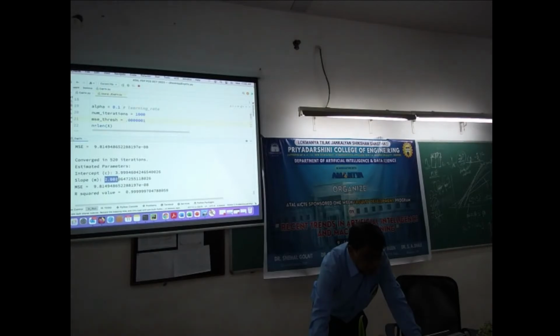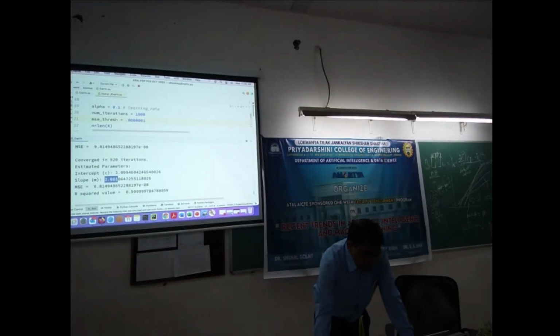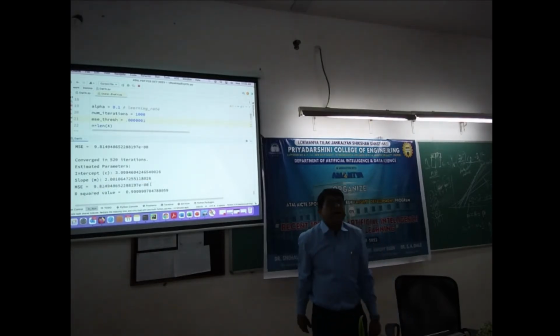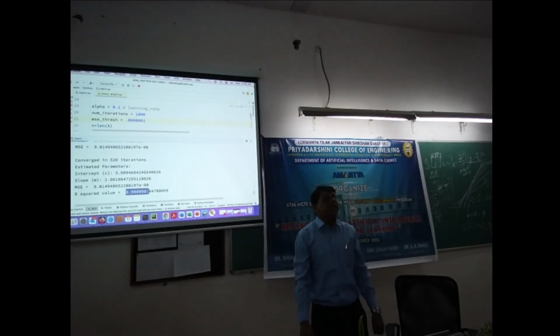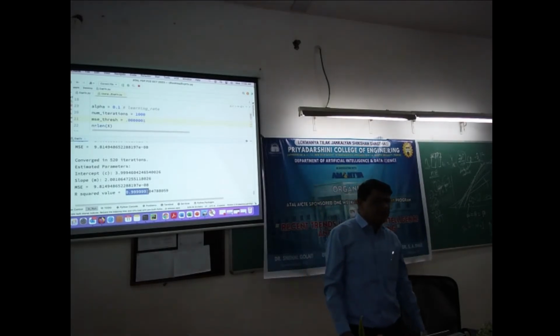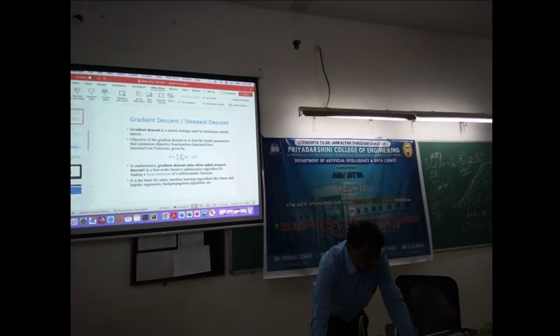Again here 2.001 is very close to 2, and MAE is also very small, 9.81 into 10 to the power of minus 8. It is almost 0, right? And R square value is also 1. 0.99999 means it is 1, right? Because I have removed the noise. So this basically demonstrates this thing.